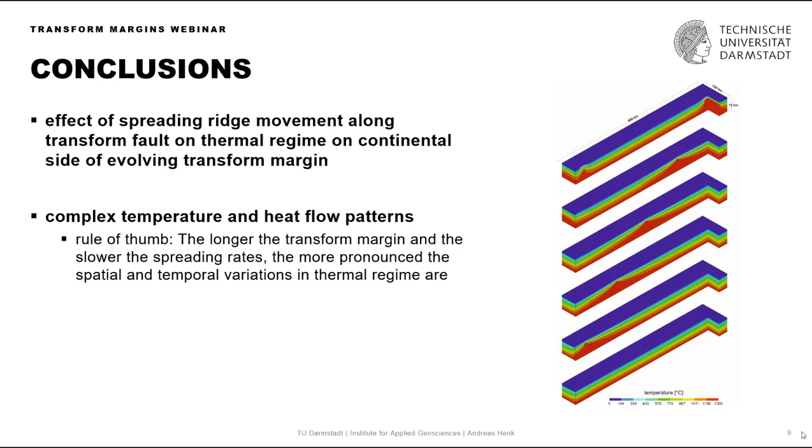So to wrap up and to come already to the conclusions of this short presentation, the modeling results nicely illustrate the effect a spreading ridge moving along a transform fault has on the thermal regime and how this migrating heat source results in spatially as well as temporally quite variable temperature and heat flow patterns. As a rule of thumb, one can state that the longer the transform margin and the slower the spreading rates, the more pronounced the spatial and temporal variations in the thermal regime are.